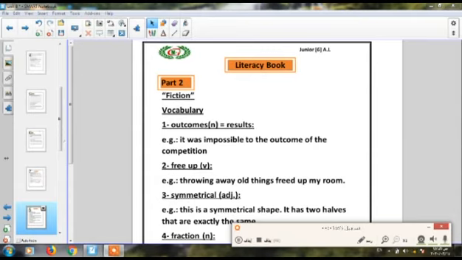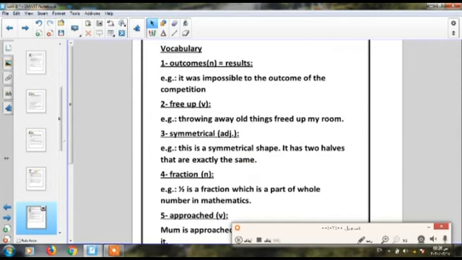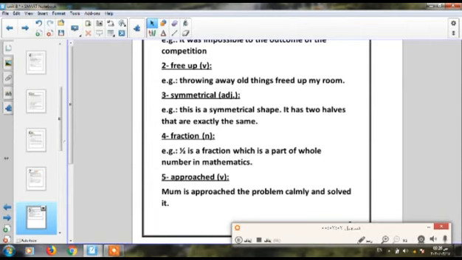And then number 3, we have the word symmetrical. It's an adjective. It comes from the word symmetry. Symmetrical means having two shapes or two parts that have the exact same size or shape. Like when I say this is a symmetrical shape, it has two halves that are exactly the same. The two halves are symmetrical. They have the same size and the same shape.